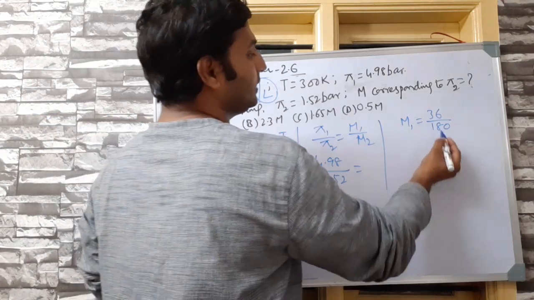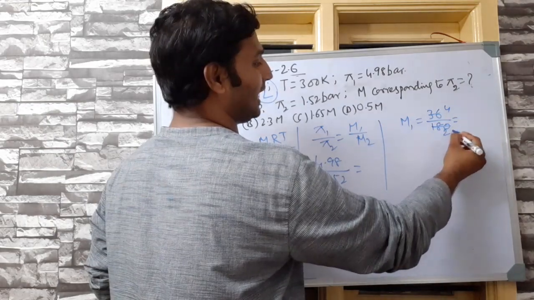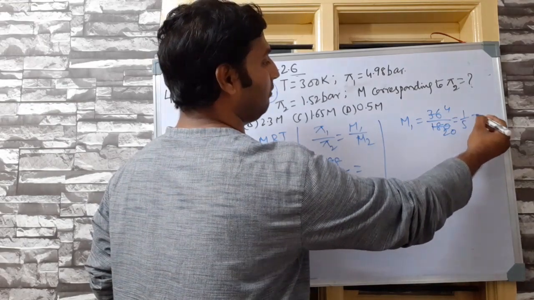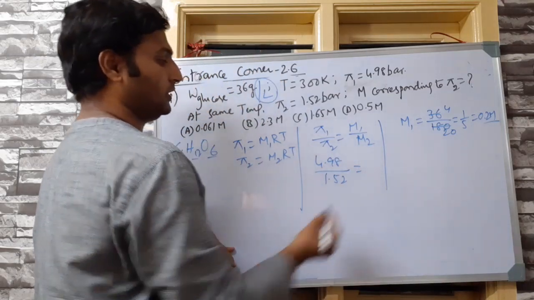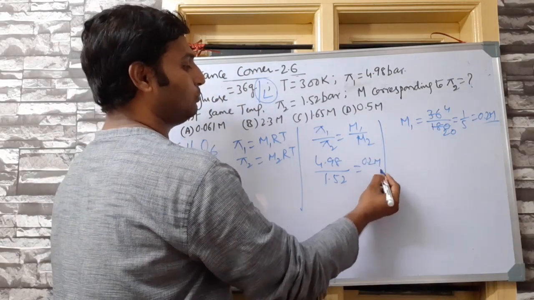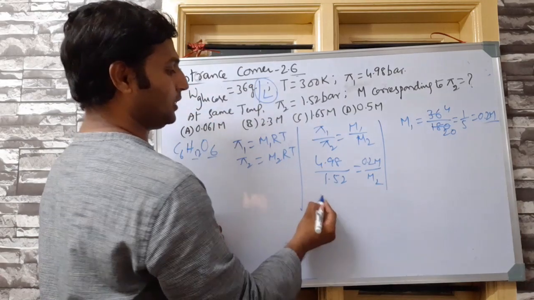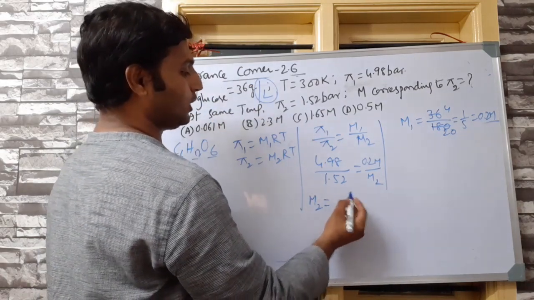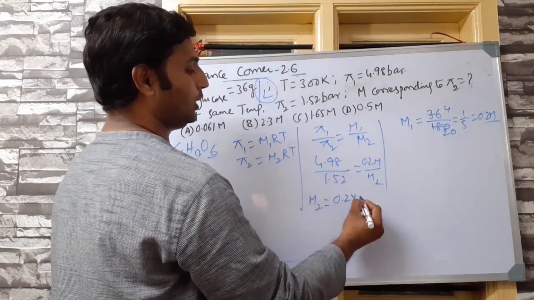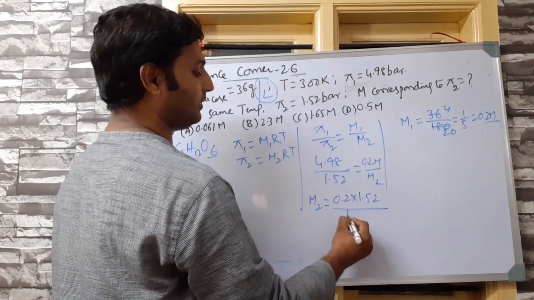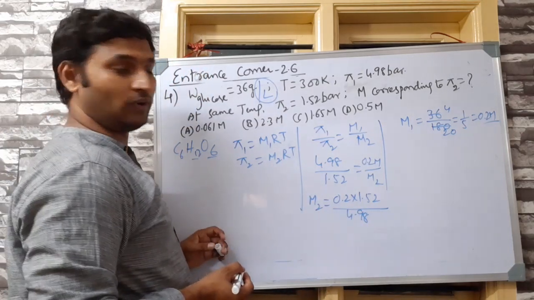You know it very well. Now 36 by 180, so I can say 9 fours, 9 20s, 1 by 5. 1 by 5 is going to be 0.2 molar. Now substitute here. 0.2 molar divided by M2. Now get your answer. M2 is equal to 0.2 into 1.52 divided by 4.98, which is almost equal to 5.